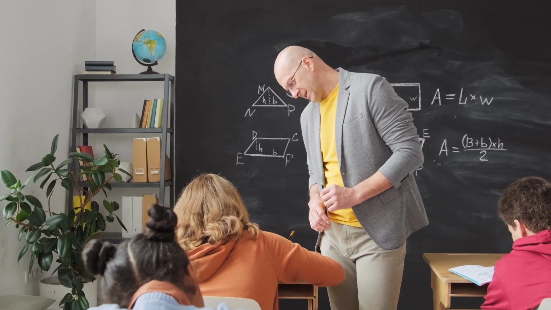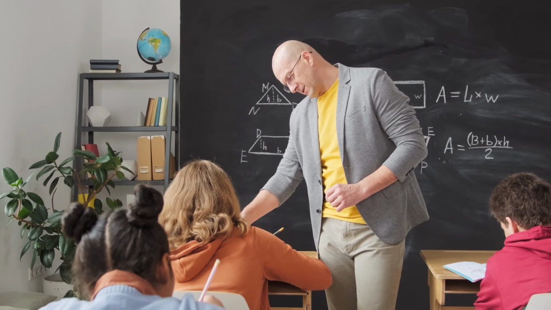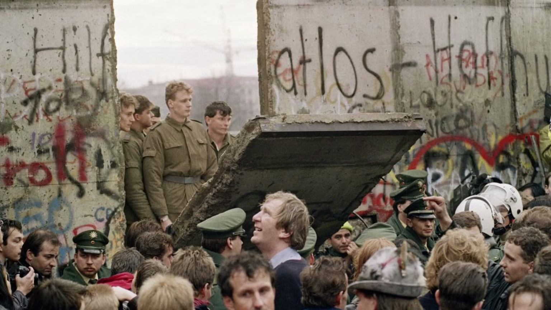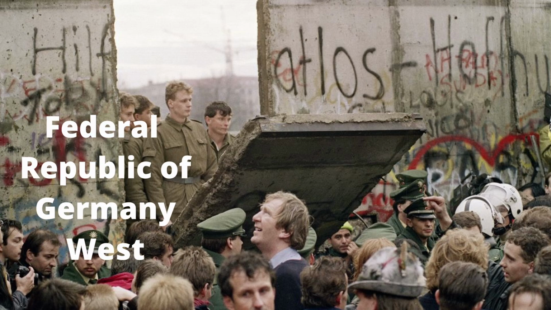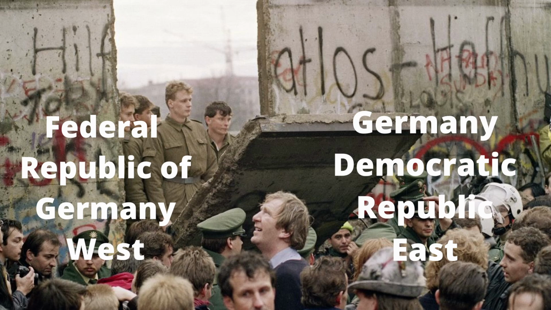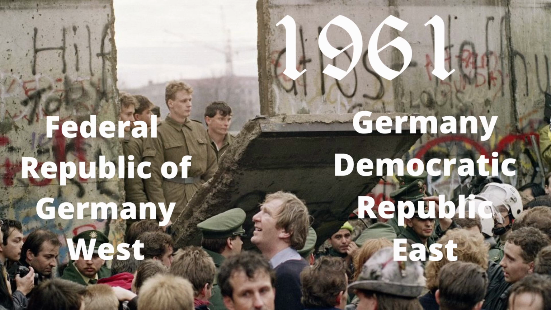I think the best way to explain the reasoning behind German Unity Day would be to do a quick history lesson. After World War II, Germany was split into two states in 1949, the Federal Republic of Germany on the west and the German Democratic Republic on the east. The Berlin Wall was built in 1961 and quickly became the symbol of Germany's division.